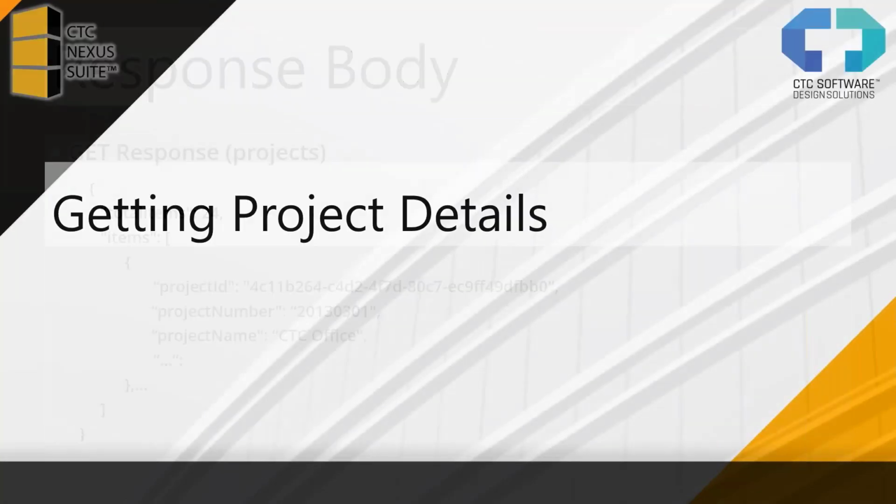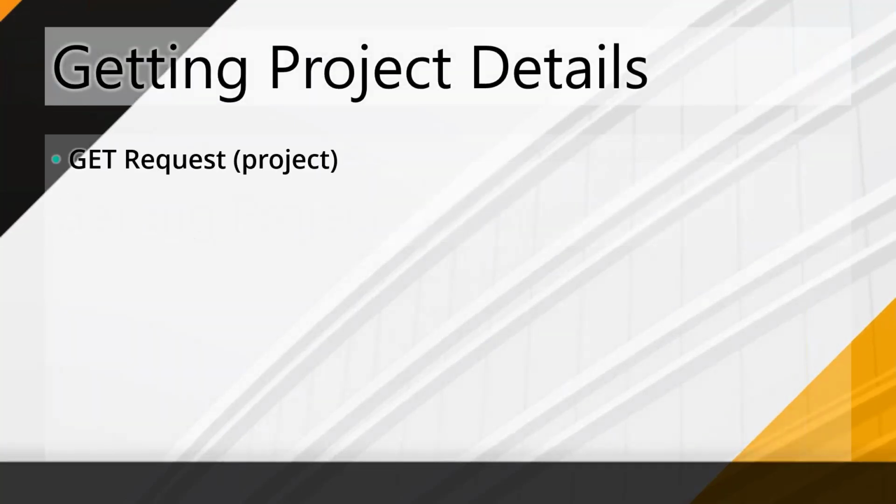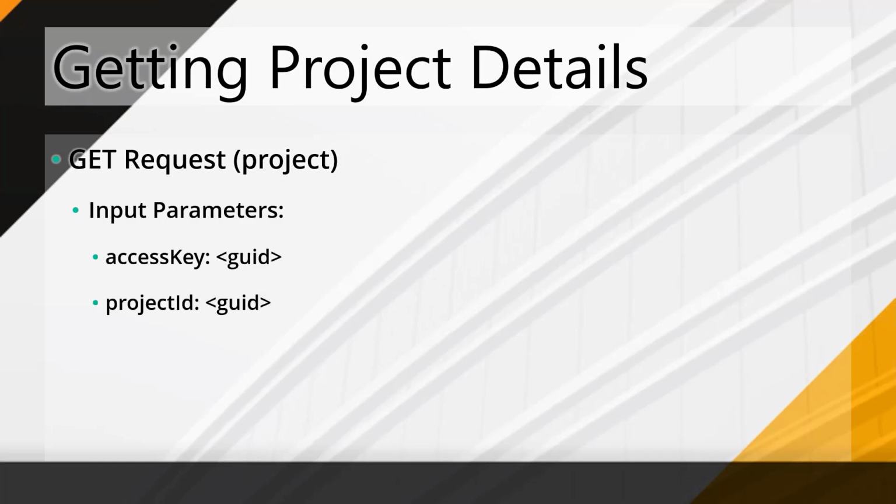Now, you can also go one step further and get a bunch more information about the projects. You can get the project details. This one has a slightly different kind of request. It's still a GET request, but we're going specifically to the project collection, so we're targeting a specific project, not all projects. It has some input parameters that are needed, and in fact both are required. One is the access key, which is always there for everything you send in our API, and the other is a project ID, which is also a GUID, and also required.